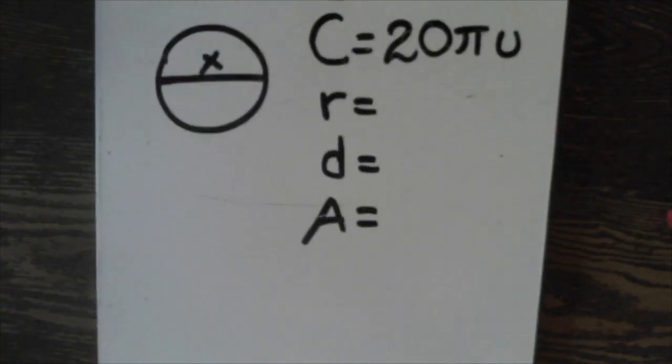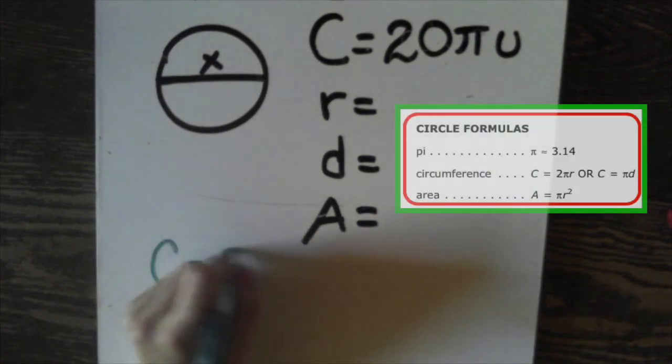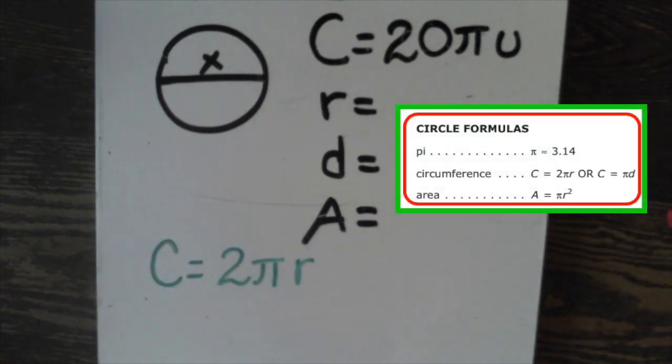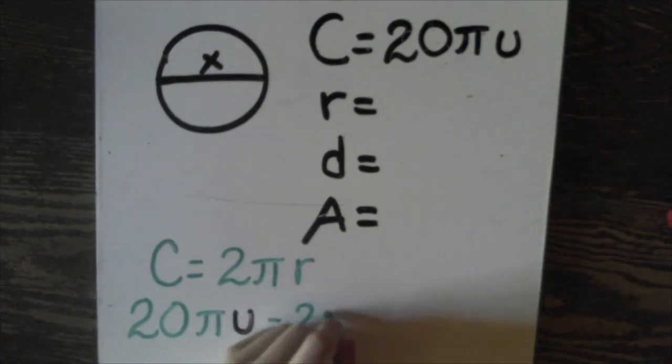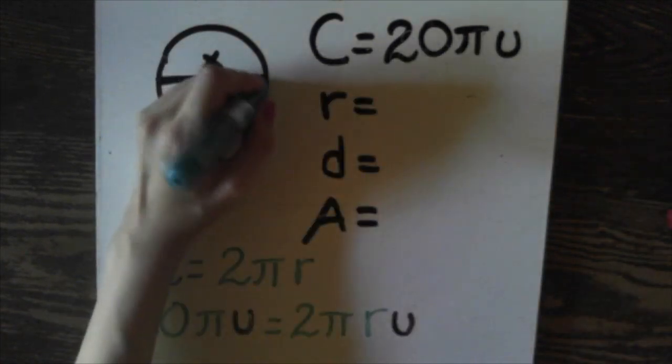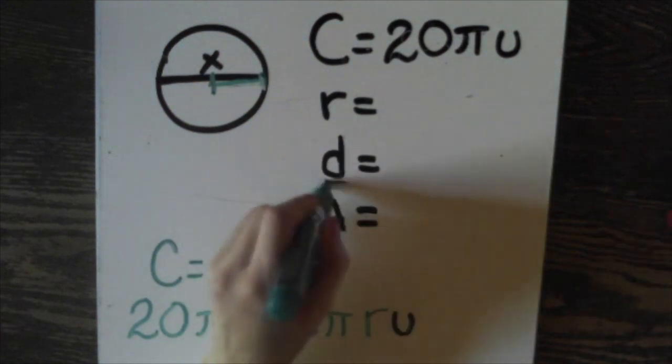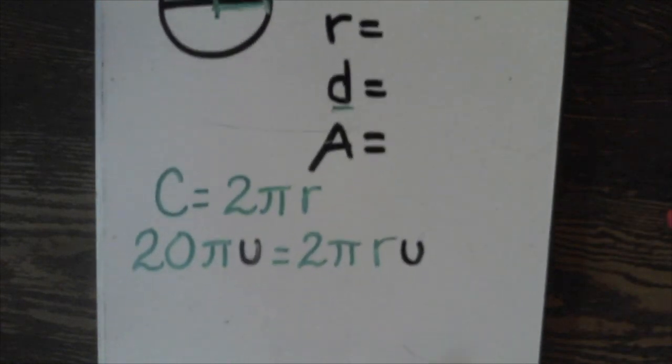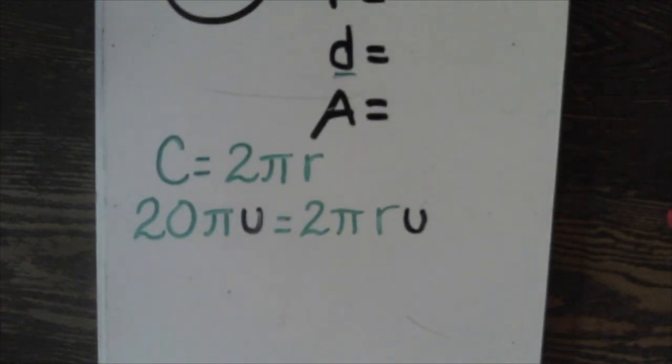In this circle, we are given that the circumference is 20 pi units. Because I am given circumference, I am going to look for my circumference formula, which is 2 pi r, and replace the circumference with 20 pi units, or u. On the side of 2 pi r, I don't have any information yet, except that the radius will be in units. So I'm going to put my u there already.